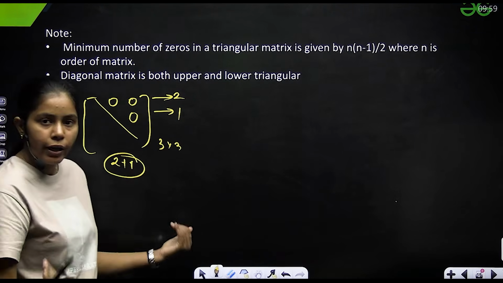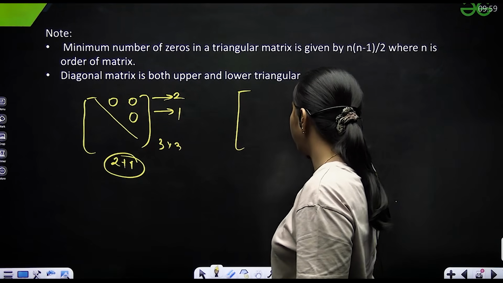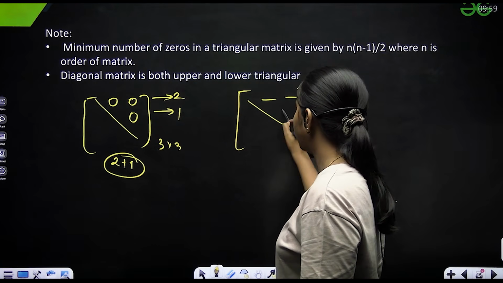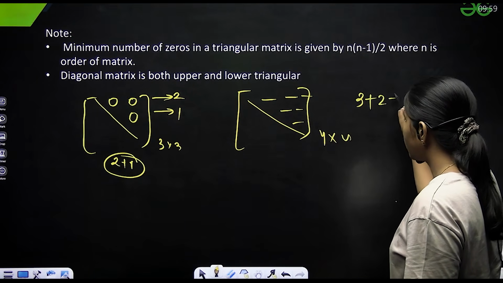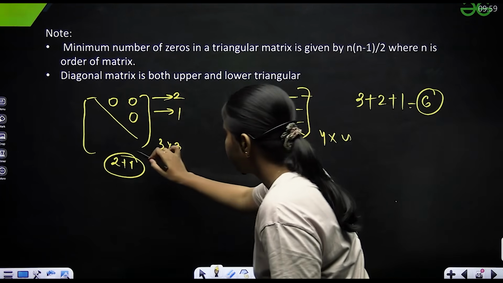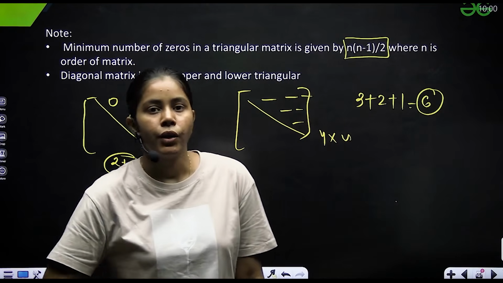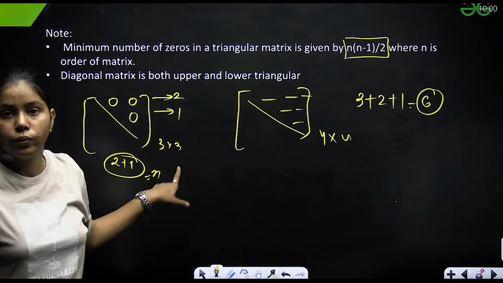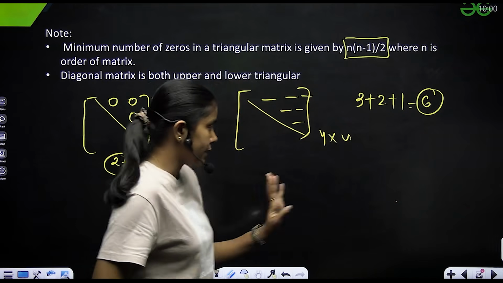Similarly, for a 4 cross 4 matrix, on the diagonal entries, you should have these 3 values 0, then 2 values, then 1 value, and then 0. So the minimum number of zeros required is 3 plus 2 plus 1, that means 6. And how do you get this 6 value and this 3 value? You get it with the formula n into n minus 1 by 2. You can check that: 3 into 3 minus 1 by 2 gives 3, and 4 into 4 minus 1 by 2 gives 6.